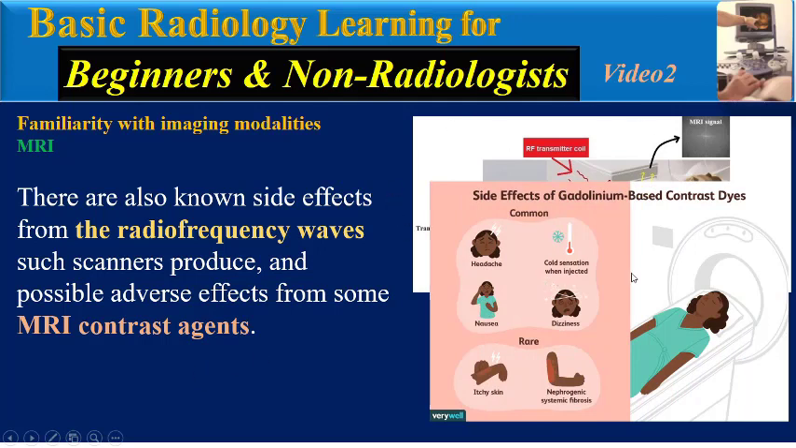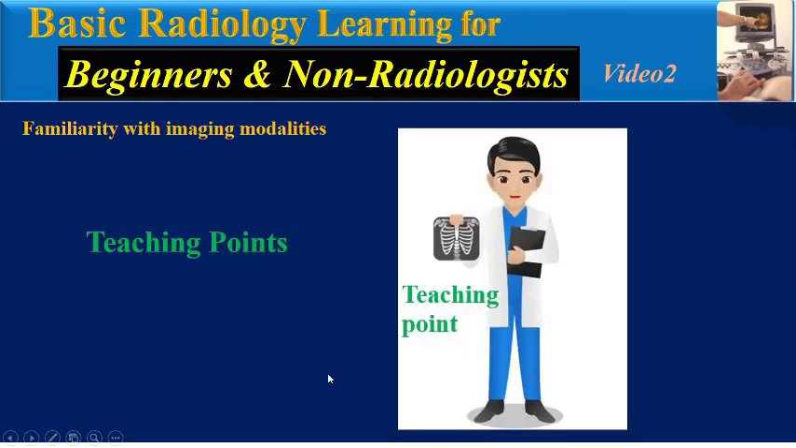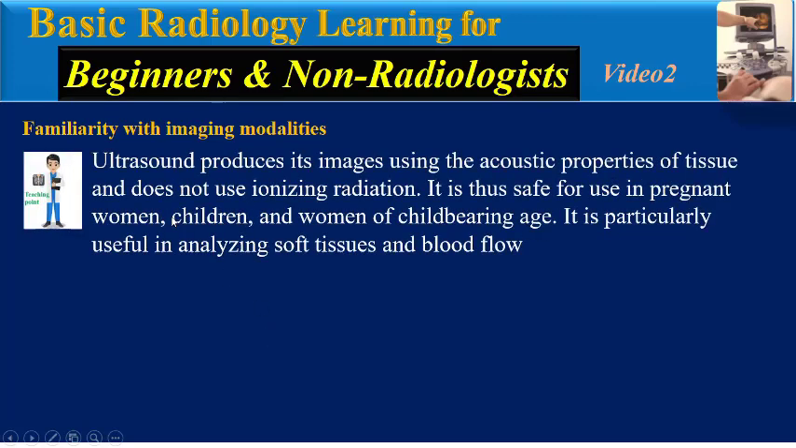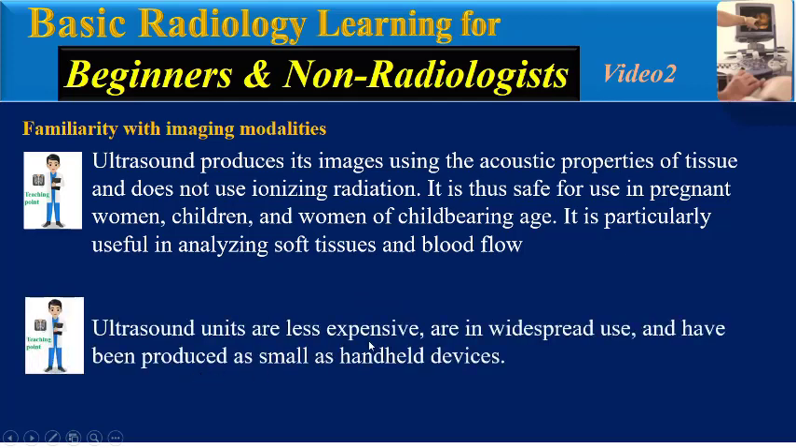As we can see in this image, side effects of gadolinium-based contrast dyes, for example headache, nausea, and dizziness. Now, please pay attention to this final teaching point. Ultrasound produces its images using the acoustic properties of tissue and does not use ionizing radiation. It's thus safe for use in pregnant women, children, and women of childbearing age. It's particularly useful in analyzing soft tissues and blood flow. Ultrasound units are less expensive and are in widespread use and have been produced as small as handheld devices.